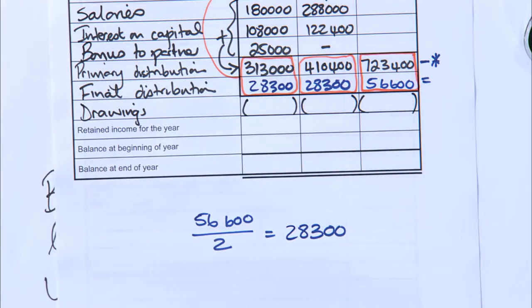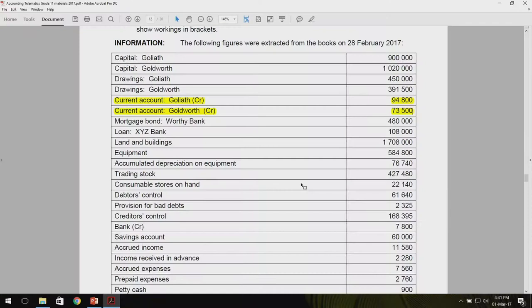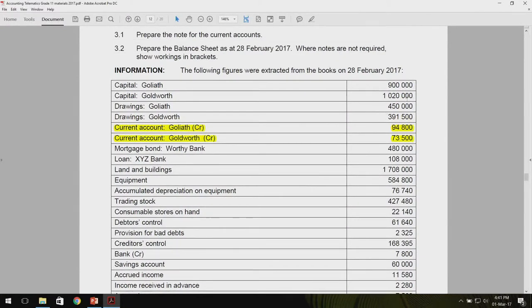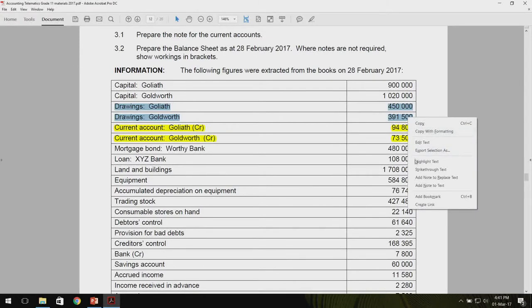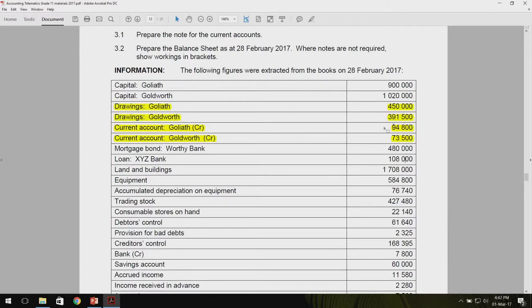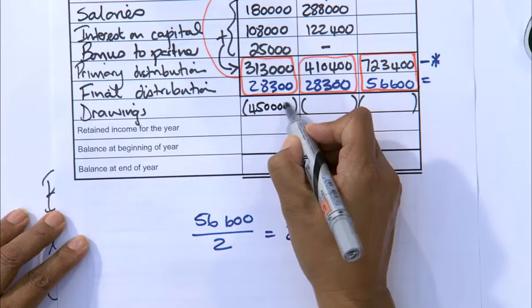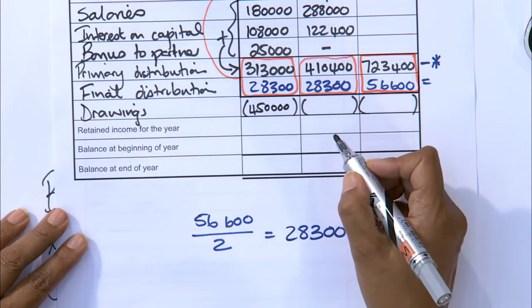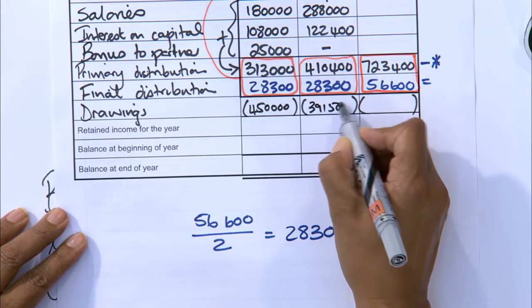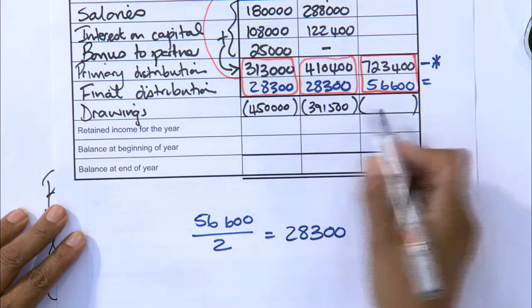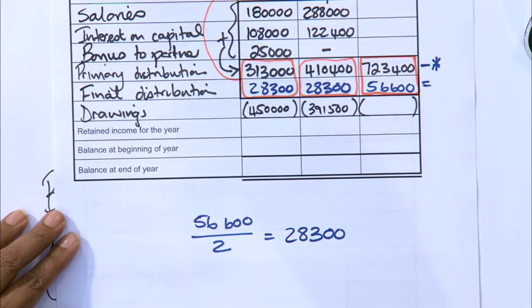My drawings, let's just go to our notes again. Now, I find my drawings there. I'm going to need my drawings information as well, and I'm simply highlighting the information that I need for this note. So I need 450. They say Goliath withdrew 450 and Goldworth 391. So I'm going to write 450 under Goliath's column, and I'm going to write 391,500 under Goldworth's column. I can add the two together, but I'm not going to do it now.